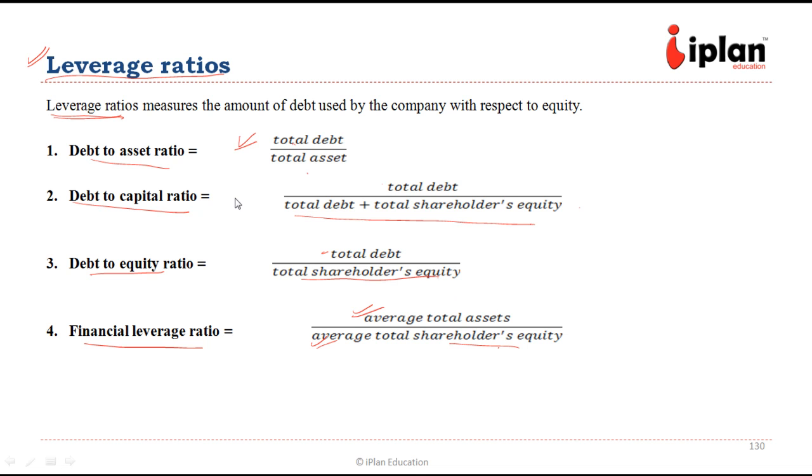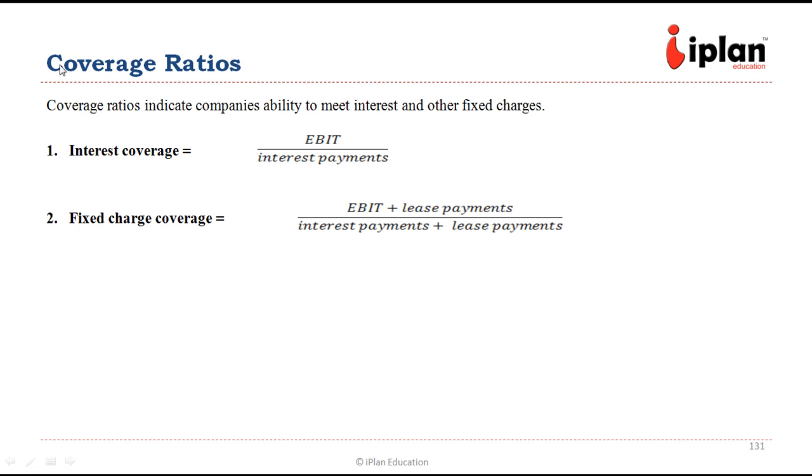Then the coverage ratio. Since the treatment of interest might be different in different methods of measurement of long-term liabilities, these ratios might also change. For example, interest coverage ratio, which is operating income divided by interest payments, or fixed charge coverage, which is operating income plus lease payments divided by interest payment plus lease payment. So when an analyst is looking at long-term liability treatment in the financial statement, he or she should keep in mind that these ratios will be affected by the treatment.